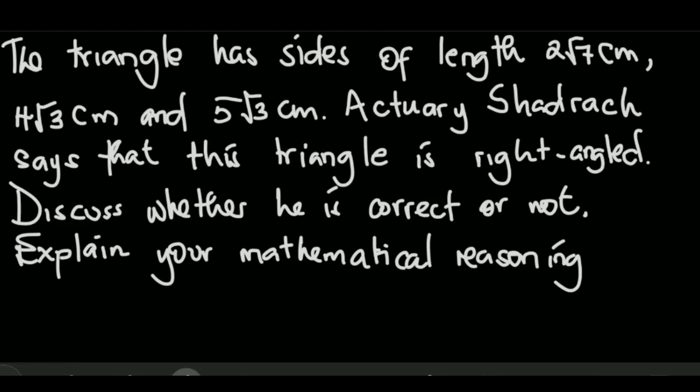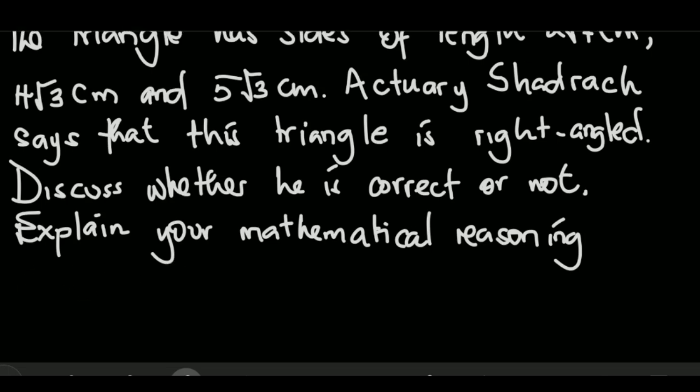The triangle has sides of length 2 square root of 7 centimeters, 4 square root of 3 centimeters, and 5 square root of 3 centimeters. Actuary Shadrach says that this triangle is right angled. Discuss whether he is correct or not. Then after that, explain your mathematical reasoning.